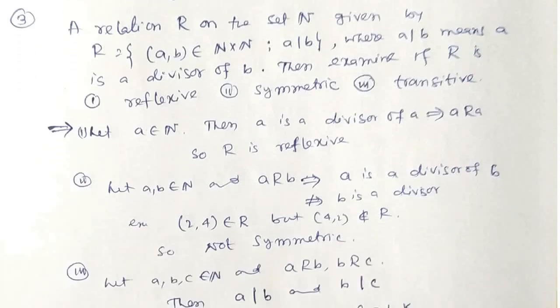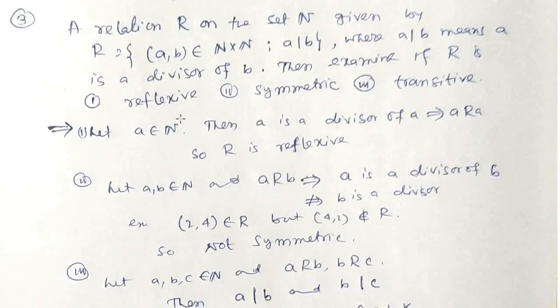This is defined on the set of natural numbers. How is it defined? The set of (A, B) belonging to N cross N such that A divides B, that is, A is a divisor of B, meaning B can be divided by A. Then examine whether R is reflexive, symmetric and transitive. This will not be symmetric, but it will be reflexive and transitive.